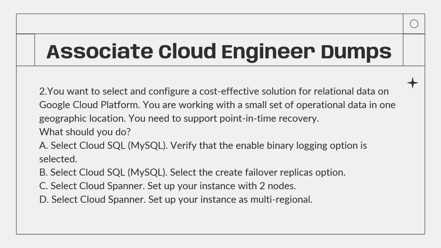B. Select Cloud SQL, MySQL. Select the Create Failover Replicas option. C. Select Cloud Spanner. Set up your instance with 2 nodes. D. Select Cloud Spanner. Set up your instance as multi-regional.